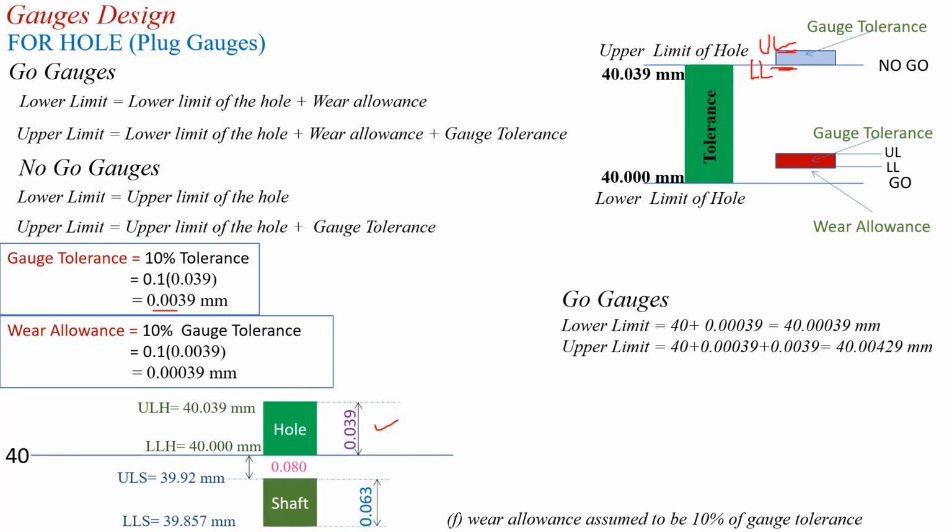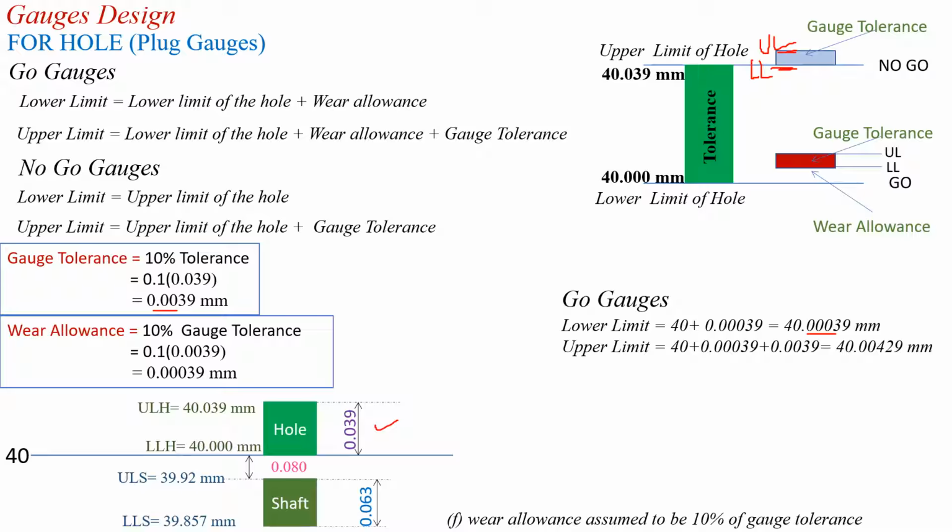First we have to determine the limits of the go gauges. First we go for the lower limit. The lower limit of the go gauge equals the lower limit of the hole plus wear allowance. The lower limit of the hole is 40 mm and the wear allowance is 0.00039. Then the lower limit of the go gauge equals 40.00039 mm.